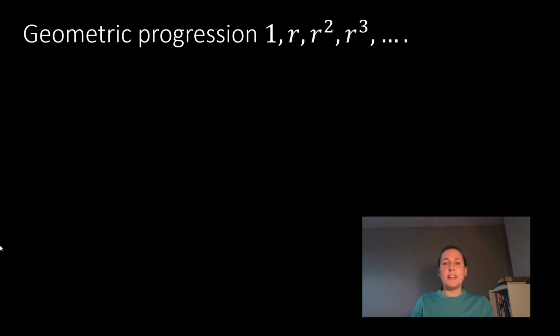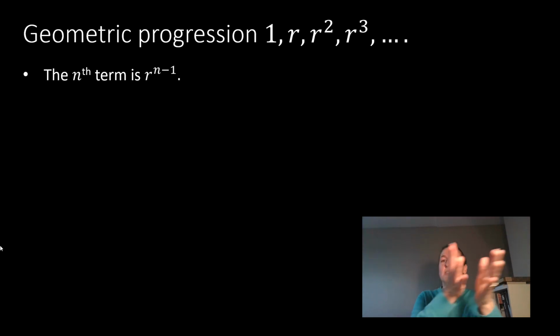So in a geometric progression, we had 1, a half, a quarter. You're multiplying by a half each time. In general, you would have 1, r, r squared, r cubed, and so on, where r is any old number, and those are the terms. I've taken off the factor of L for the moment. We can add that in later. So the nth term of this thing, so the third term, for example, is r squared, the fourth term is r cubed, the fifth term is r to the 4, the nth term will be r to the n minus 1.